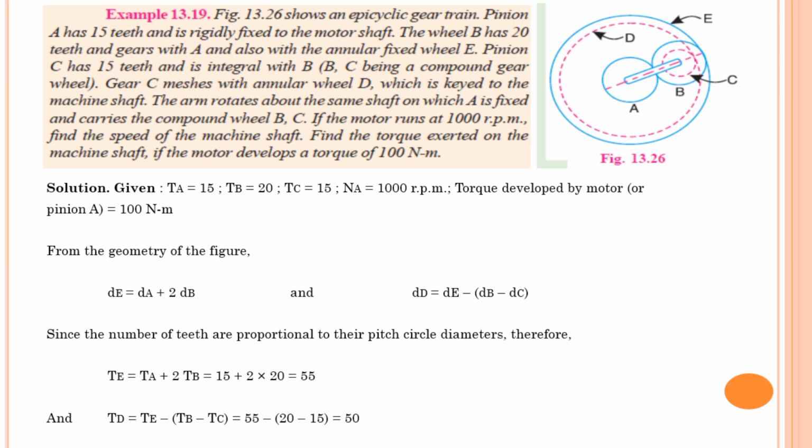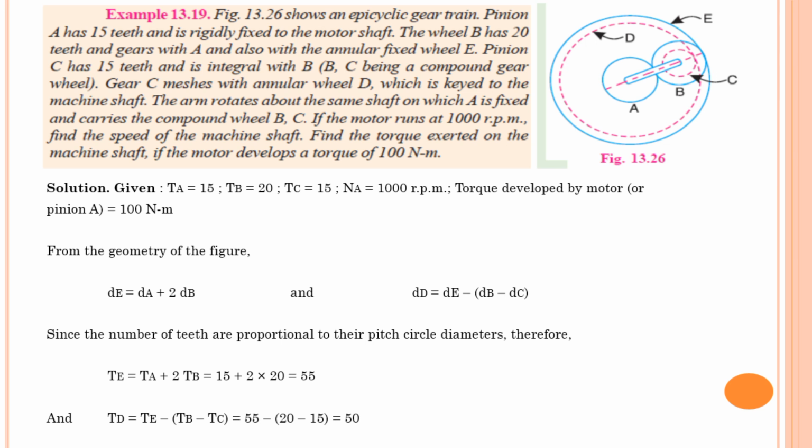If the motor develops a torque of 100 Newton meter, the torque exerted on the output shaft, that is tau 2 or tau d, is asked, if input torque, that is tau a, 100 Newton meter is given. Now for solving this problem, we know that we have one formula, tau 1 omega 1 is equal to tau 2 omega 2 if omega 1 and omega 2 are in the same direction. In that formula tau 1, the input torque, is given as 100 Newton meter. Instead of omega 1 we can directly write n1 as well, tau 1 n1 is equal to tau 2 n2.